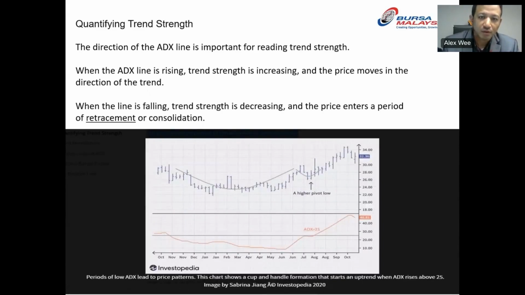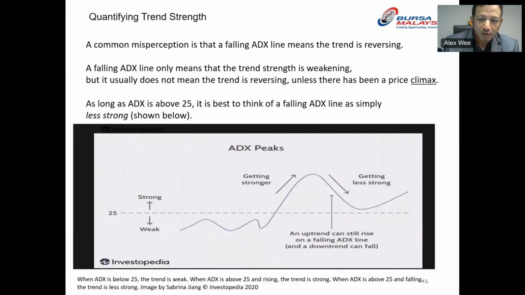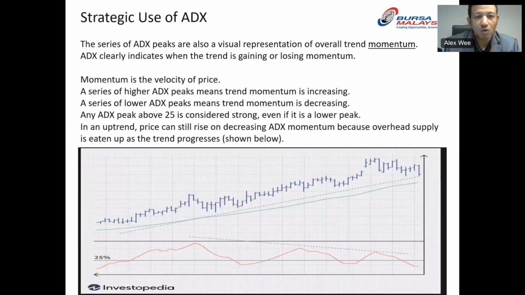ADX has many, many ways to use it. Many ways: getting strong, getting less strong, and an uptrend can still rise on a falling ADX, and all this. So if you're interested in ADX, please Google. There are many, many YouTube videos on ADX. I'm not going to talk about ADX the whole night because today's purpose is to talk about Hurst. So do research upon it, and how to master this indicator to measure trend strength.